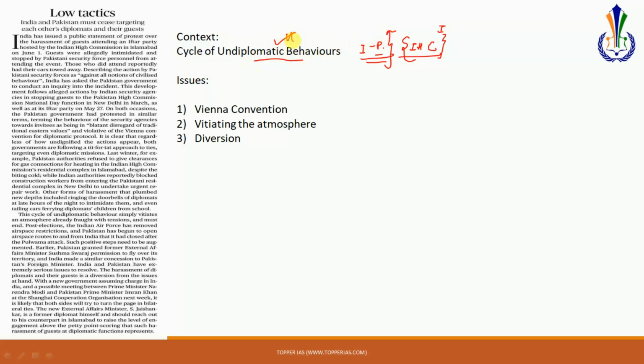So this is a key word in itself. Now the issues that are important, first and foremost, is with regard to the Vienna Convention. Both India and Pakistan are signatory to the Vienna Convention, which lays down rules for diplomatic protocol, and under this convention, such behavior is unacceptable. Another issue is that this kind of behavior vitiates the atmosphere. Already the atmosphere between India and Pakistan is highly tense, and further this kind of behavior will vitiate the atmosphere, which is not acceptable.